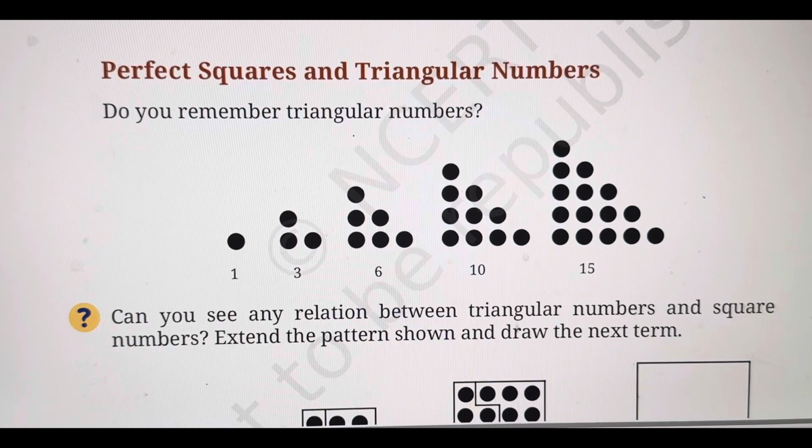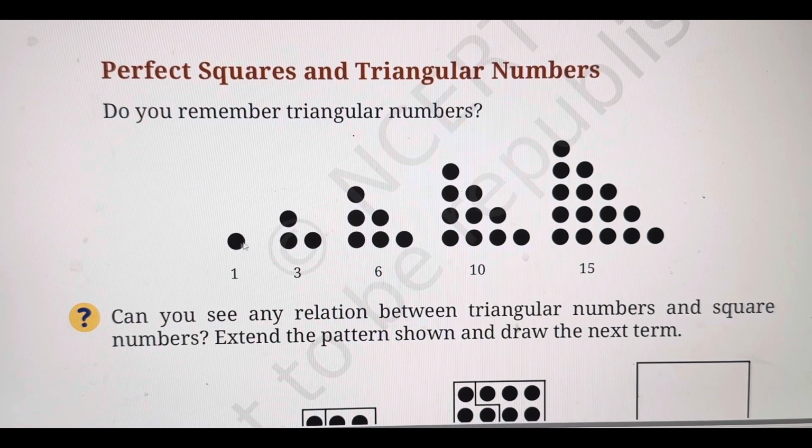We just saw the relationship between perfect squares and odd numbers. Now let us see the relationship between perfect squares and triangular numbers. First let us recollect the triangular numbers which we learned in grade 6. What were the triangular numbers? They form the shape of a triangle. They can be arranged in the form of a triangle.